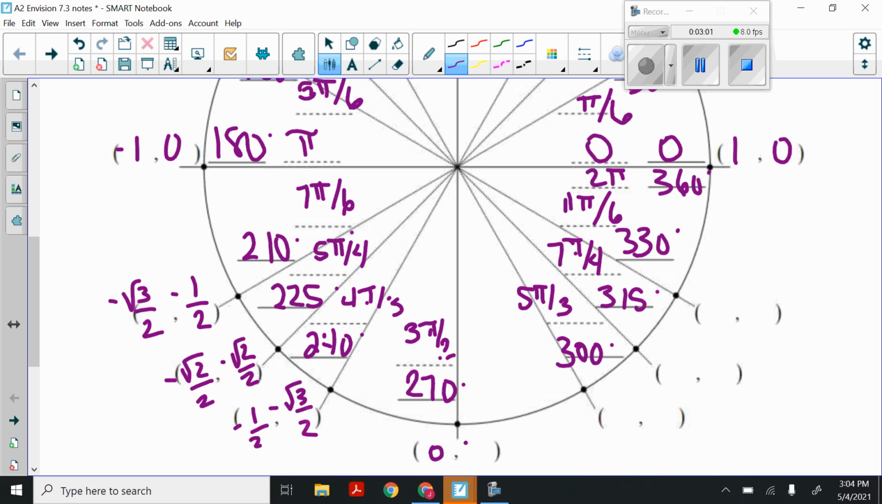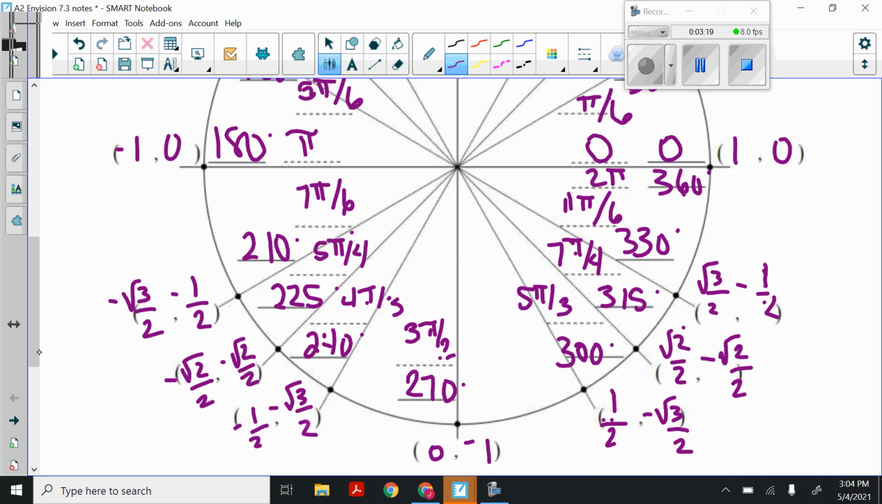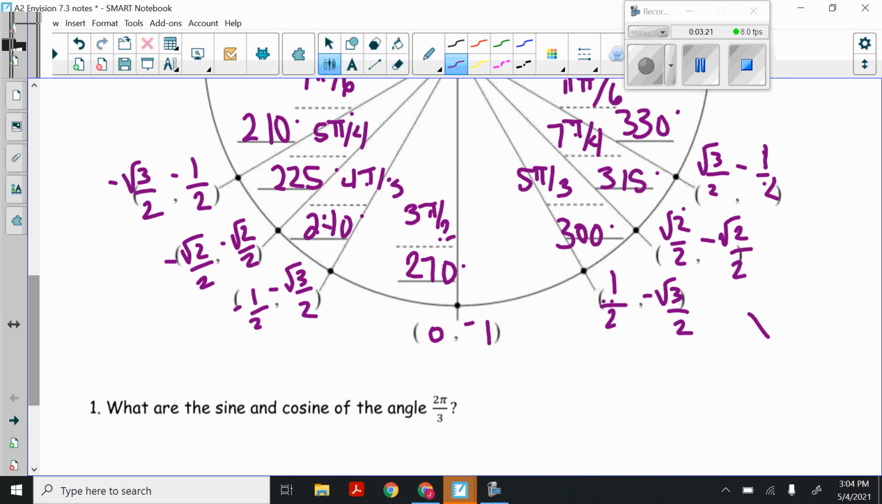This is the point 0, negative 1, which makes this the point 1 half, negative square root of 3 halves, square root of 2 over 2, negative square root of 2 over 2, and square root of 3 halves, negative 1 half. And then we just remember that all of these x comma y is really cosine comma sine.